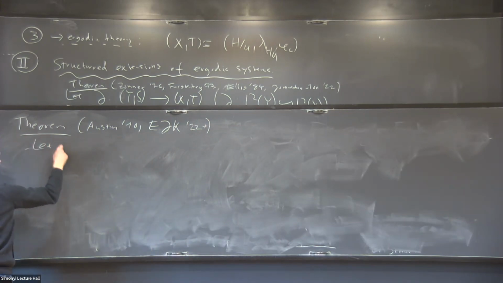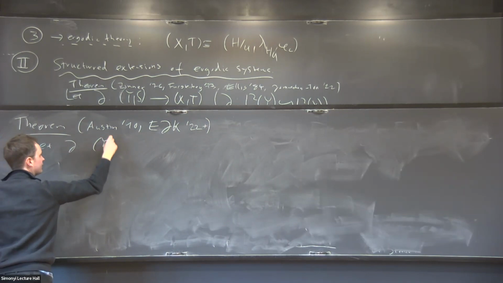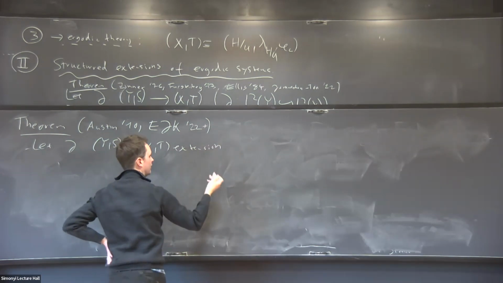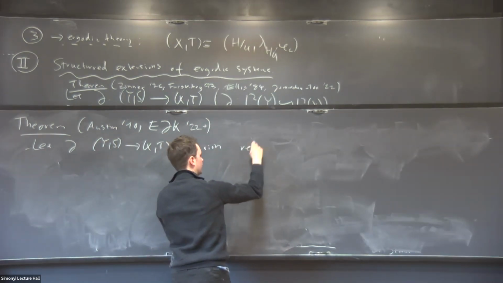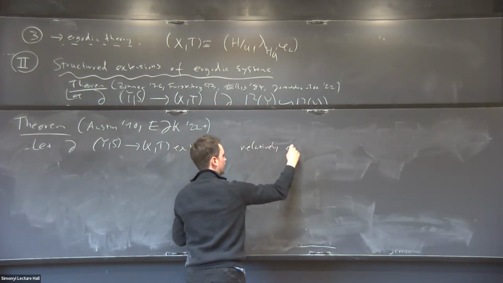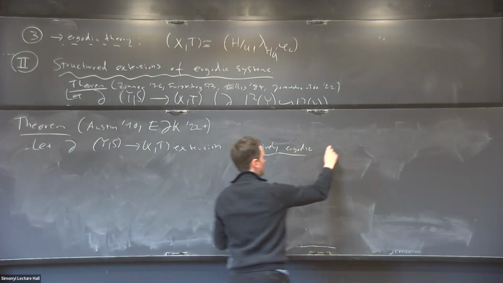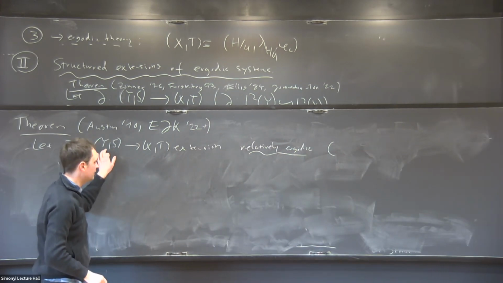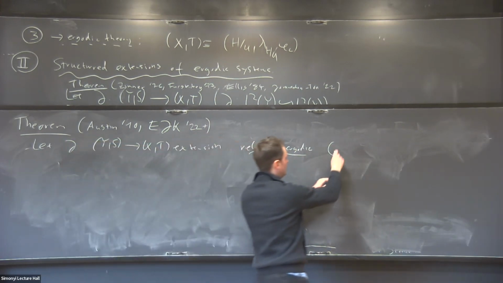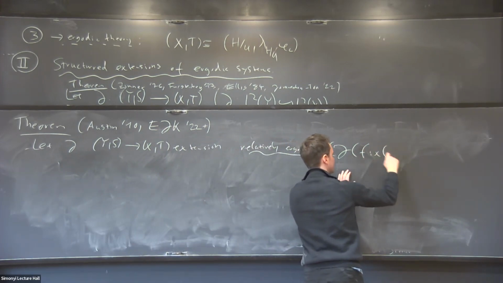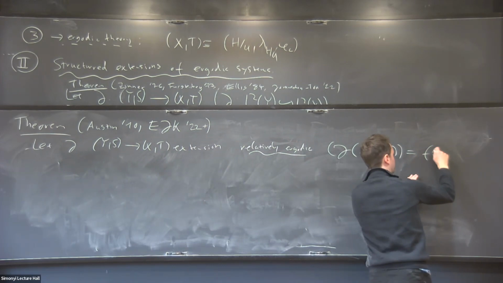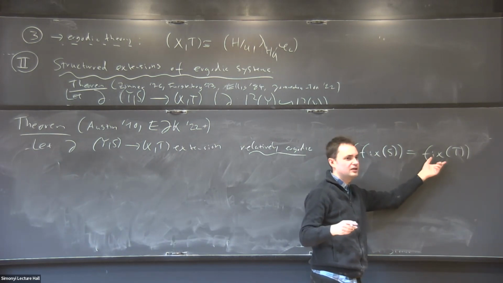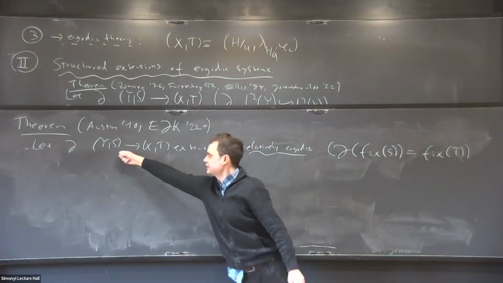So we have an extension from Y to X. And now this is only relatively ergodic. And this means that the systems do not have to be ergodic, but the invariant functions do not change. So if I take all invariant functions and put them into my J, then I already obtain all invariant functions on X. So the invariant factor or the fixed factor of my system here is the same as here.